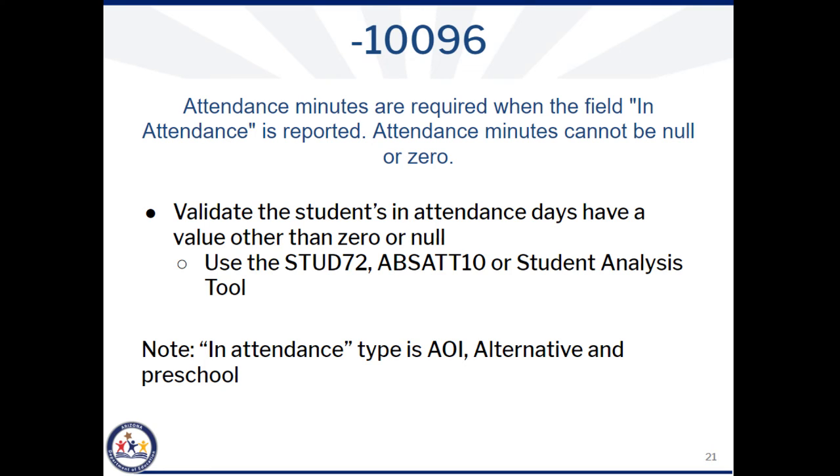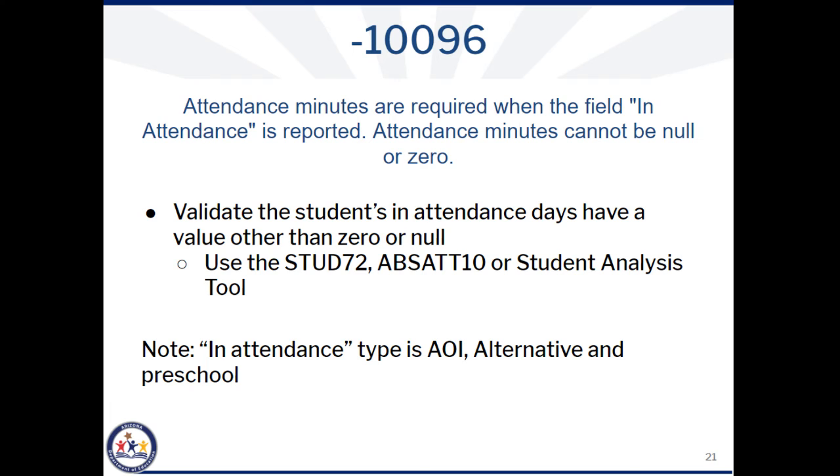10096, attendance minutes are required when the field in attendance is reported. Attendance minutes cannot be null or zero. This is specific to students that are receiving minutes of attendance rather than being reported as excused or unexcused. The types of students that have minutes of attendance reported are typically a student that is enrolled in an Arizona Online Instruction or AOI, a student that is attending an alternative school, a preschool student, or a student that is listed as homebound.